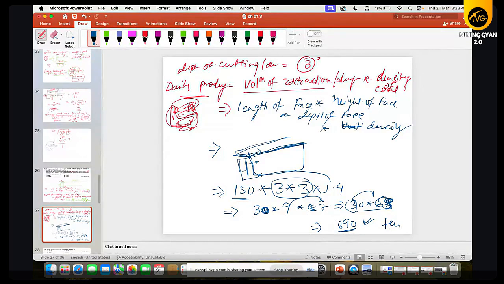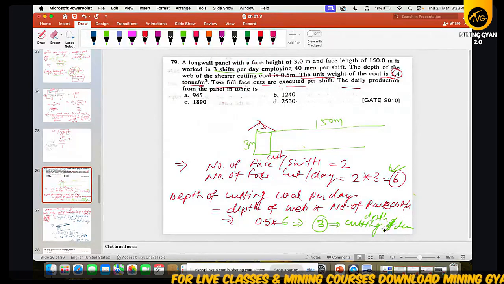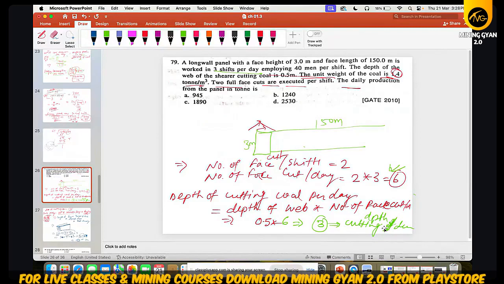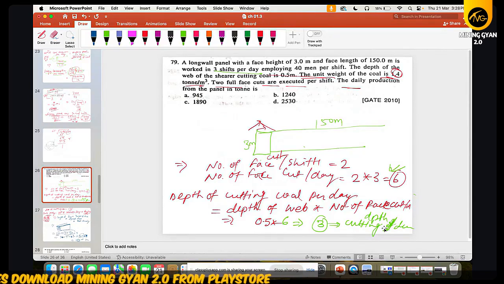Okay, so in this question what we have done, we draw a long wall, 3 meter height, 150 meter is length, number of shifts is 2, number of face per cut is 2 multiply with 3, because in this question they have provided us 3 shift, so it will be 6. And depth of the cutting, if our one web is 0.5 and 6 is our number of face cutting per day, then depth of the cutting will be 3.